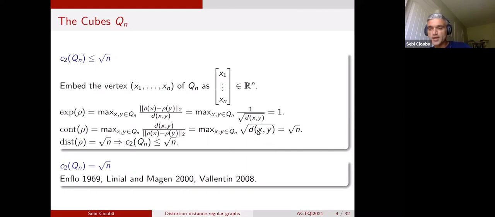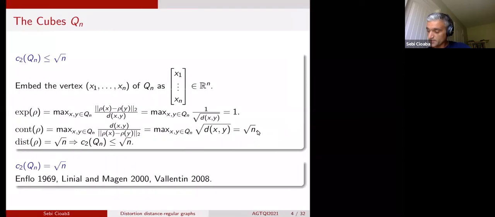at most square root of n, and this is the actual value. This is a result that was proved in '69 by Enflo, and then Linial and Magen gave a proof in 2000, and Valentin, whose work I will talk more about later on, gave a more general proof, which I'll explain, for Hamming graphs, not just binary Hamming graphs, but q-ary Hamming graphs. He determined this least distortion. So I'll talk about that later.